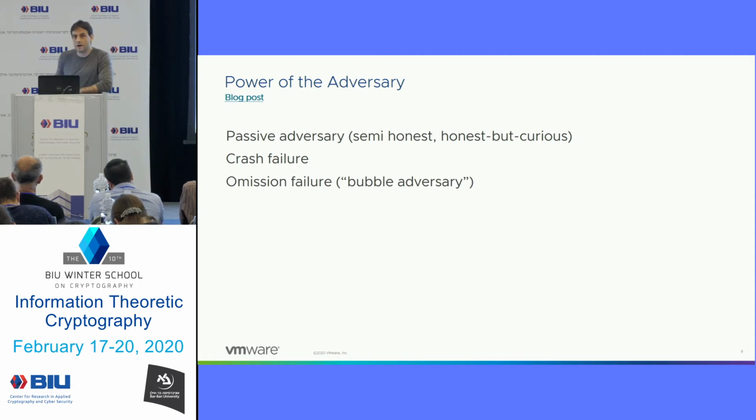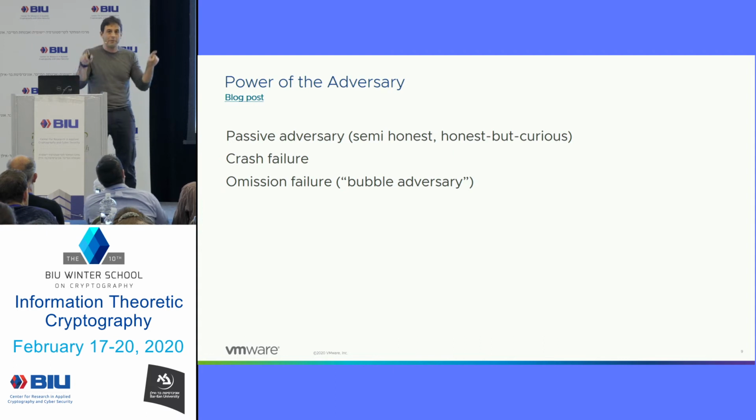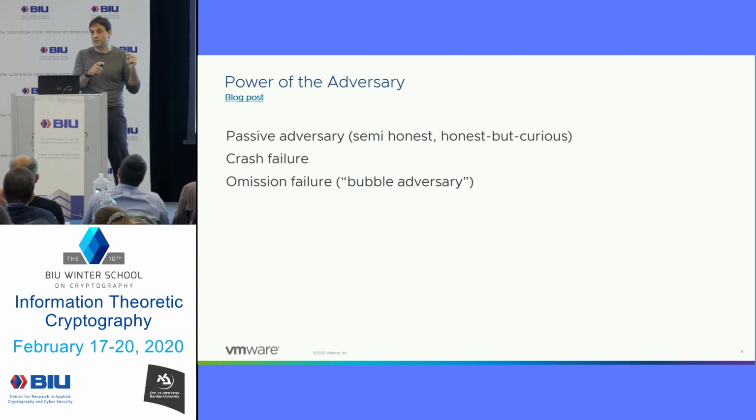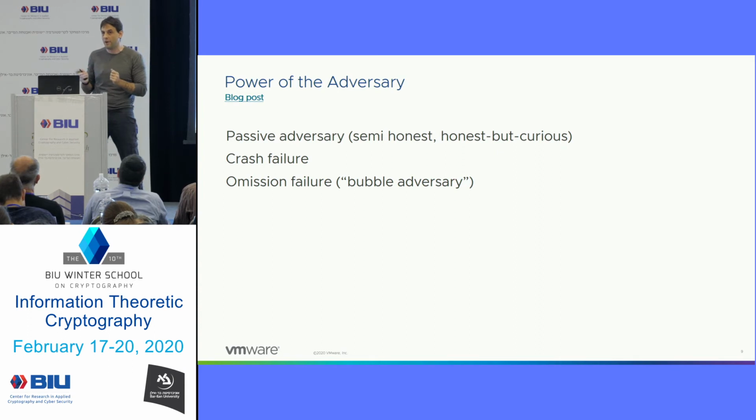The next type of failure model is this omission failure model. Also, think about it as kind of a bubble adversary. So essentially, the adversary doesn't control the node, but it has control of a firewall around this node. Any message arriving to this node, or any message that this node wants to send outside, this bubble can decide whether to drop it or allow it to pass. Okay, so this is the omission failure model.